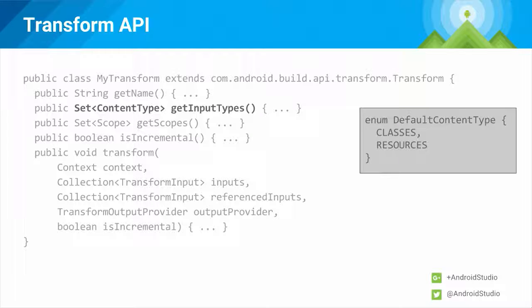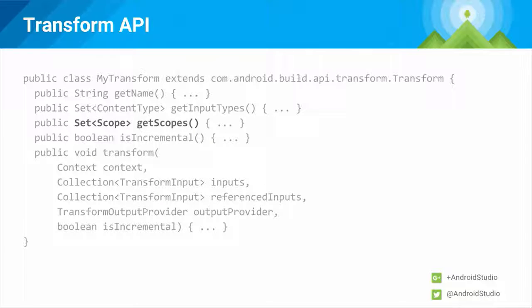ContentType is actually an interface, but there's a separate enum, DefaultContentType, that contains the types you can change, because we have a private enum for the internal-only types. Scope is an enum, and getScope will give you the scope you want to manipulate. isIncremental is whether your task can or cannot be incremental. If you can't, really tell us false, and we'll optimize some things, or we won't do some work when we call you. And then finally, the transform method.